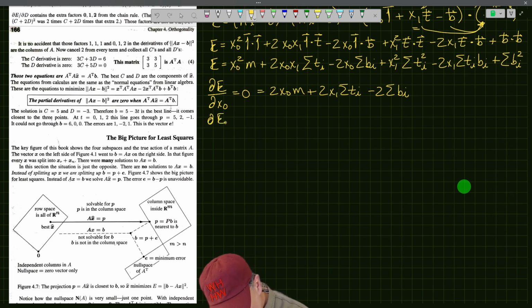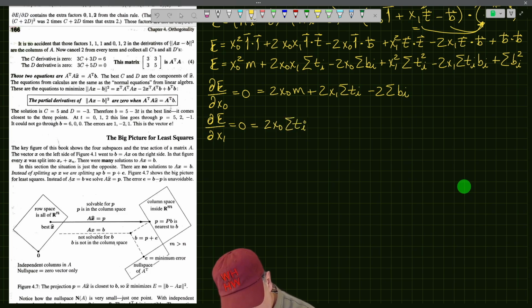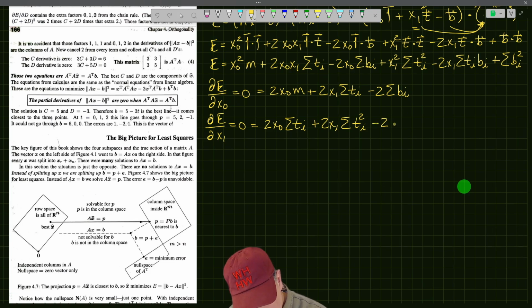So then we have the partial of E with respect to x1. We're going to set that equal to 0. That's going to be equal to 2 x naught sum of the t sub i's. The third term doesn't have an x1. The fourth term has a plus 2 x1 and the sum of the t sub i squareds. And then our next term has a minus 2 sum of the t sub i b sub i's. And then that's it. What you'll notice is we can cancel out 2's all the way through.